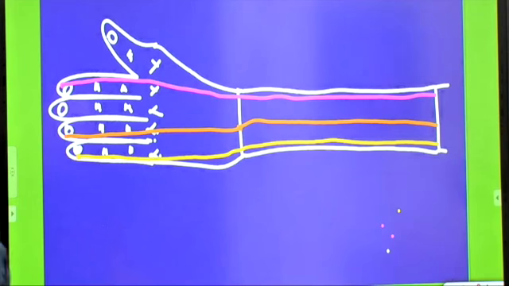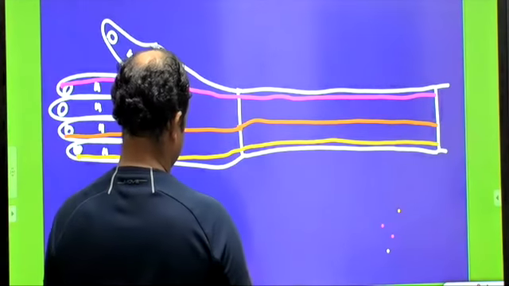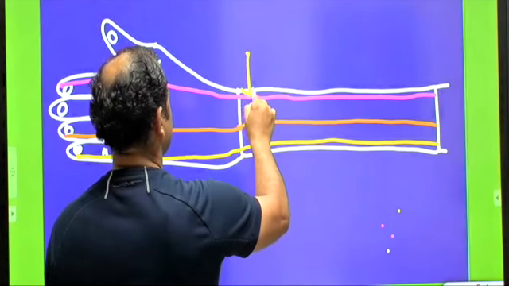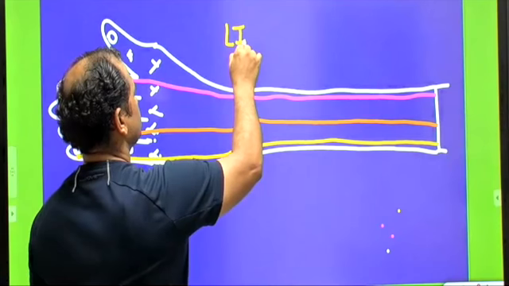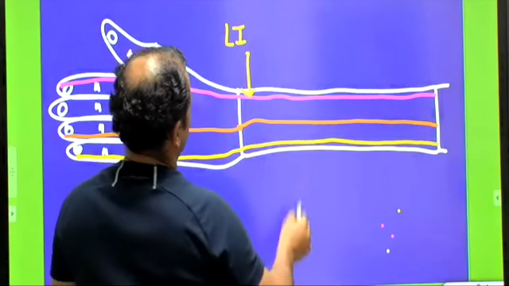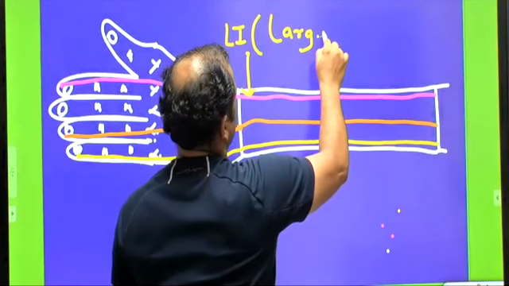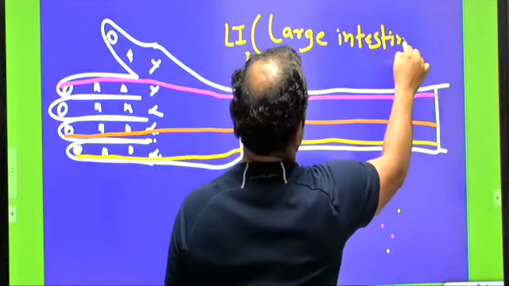So these are three meridians. As per acupuncture, the name of this meridian is LI, or the large intestine meridian.